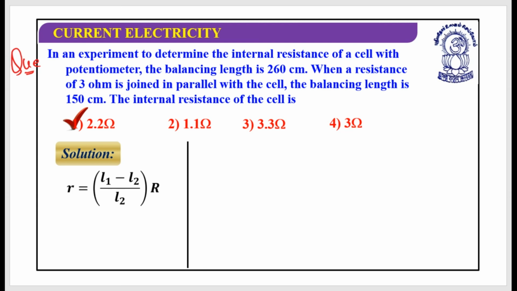What is the question all about? It says that in an experiment to determine the internal resistance of a cell with a potentiometer, the balancing length is 260 centimeter, and now when a resistance of 3 ohm is joined in parallel with the cell, the balancing length is 150 centimeter. Find the internal resistance of the cell. So what does it say?